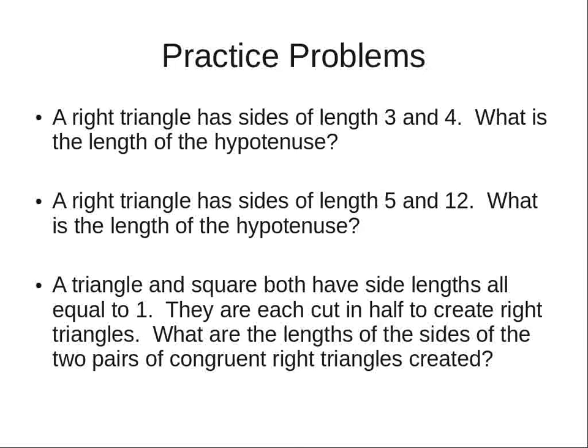Okay, here are the solutions. 5, second question, 13. Last question, two triples of numbers. The first triple contains the numbers 1/2, square root of 3 divided by 2, and 1. The second triple contains the numbers 1, another 1, and the square root of 2. Okay? Discussion.